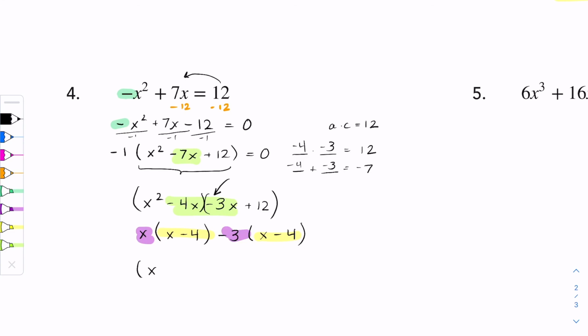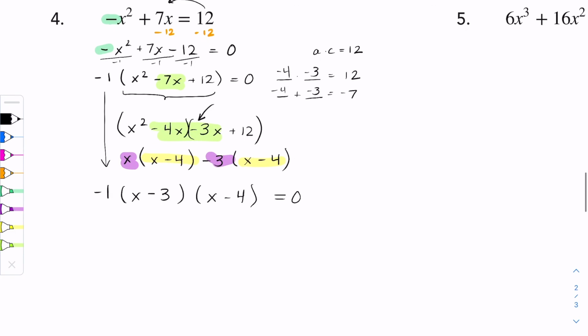My GCFs form a factor of x minus 3 and x minus 4. This is equal to 0. Don't forget your common factor of -1. Set each factor equal to 0. -1 equals 0. That's not going to happen. That doesn't make any sense. X minus 3 equals 0. X equals 3. X minus 4 equals 0. X equals 4. X equals 3 or 4.